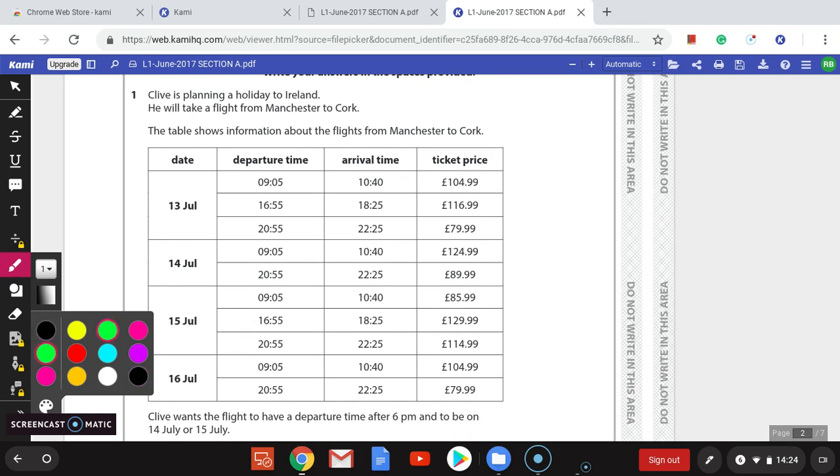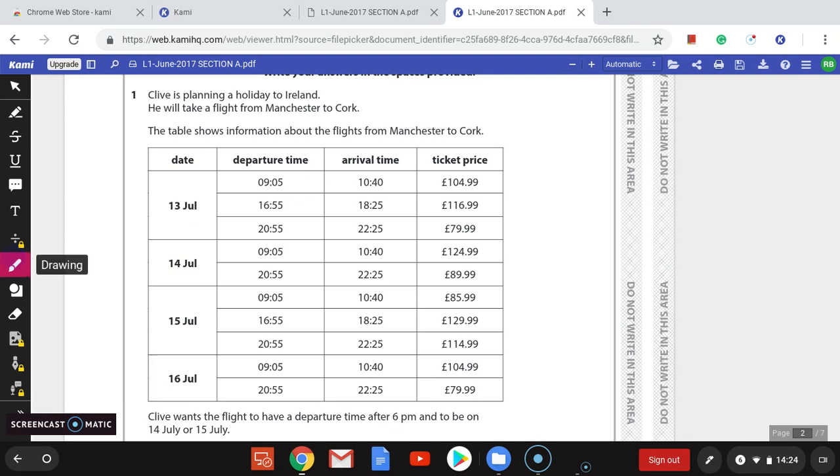With all of these solutions, bear in mind there's more than one possible correct answer, but I'm going to try and give the simplest and most straightforward one. Right, so Clive is planning a holiday to Ireland. He will take a flight from Manchester to Cork. The table shows information about flights from Manchester to Cork. And as you can see, there is a table included here.